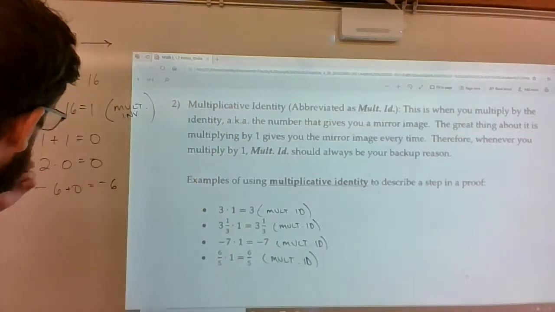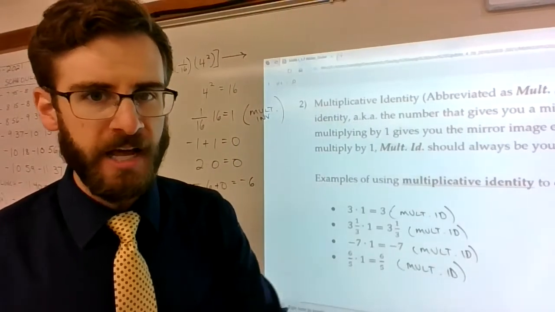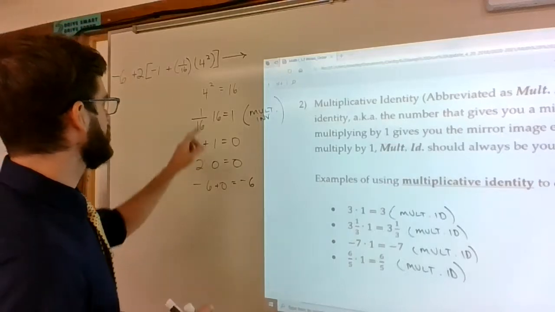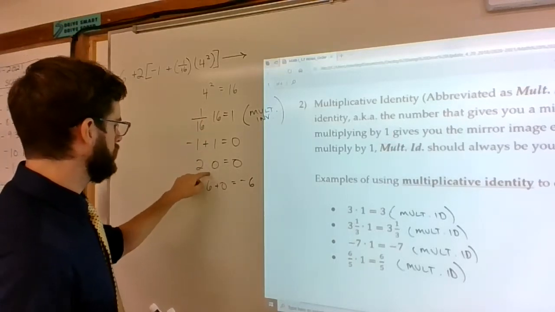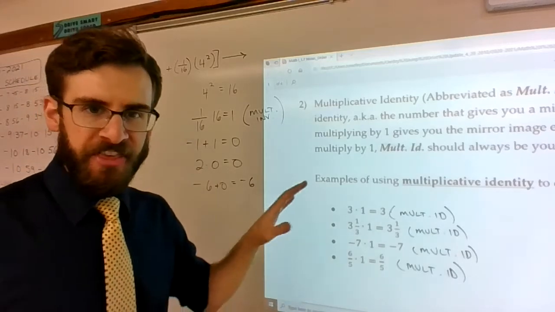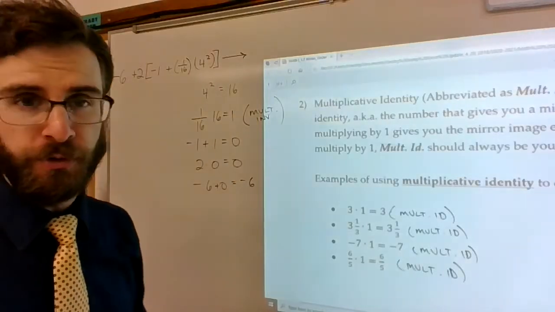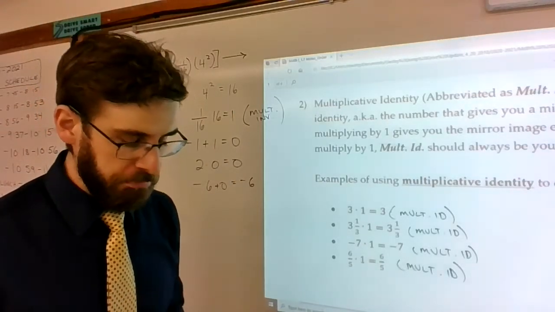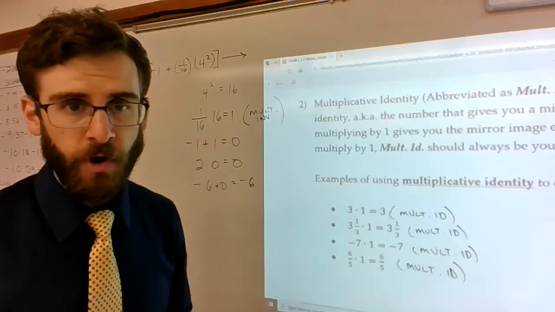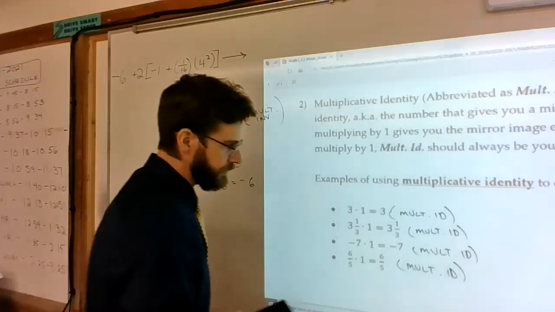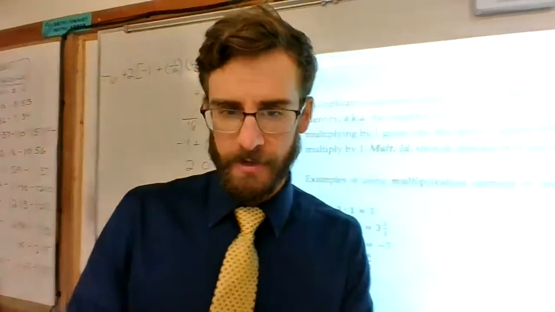So let's check out our proof over here. Are there any steps in which you multiplied by 1? No, no, no, no, no. So that property is not incorporated in this proof. It's not represented. So that's okay. You don't have to have every single property in every single proof that you write. Let's continue moving forward.